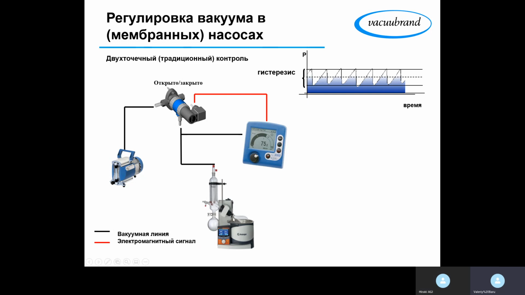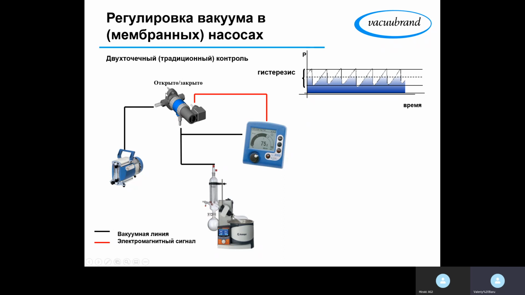for example, in a kind of distillation, whether in the reactor or in the rotary evaporator, it doesn't really matter. You set a certain vacuum, and the vacuum pump starts to work, and it works continuously without stopping at all. The vacuum controller measures the vacuum continuously, and once it sees that the vacuum reaches, let's say, 75 millibars, which was set on the vacuum control, it closes the valve.